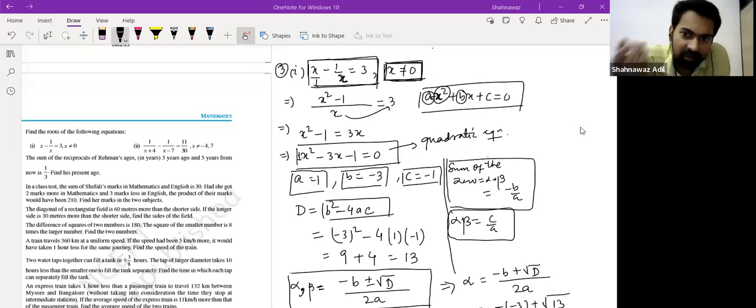Talha, you didn't miss anything. You already know this quadratic formula, right? We just simplified this equation and calculated A, B, C, and then used the discriminant and the quadratic formula to solve this equation.